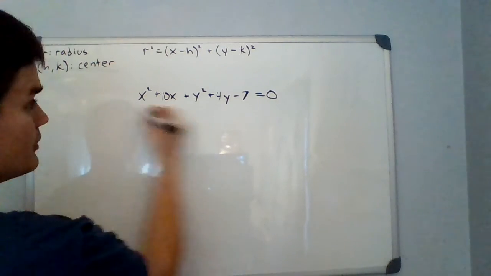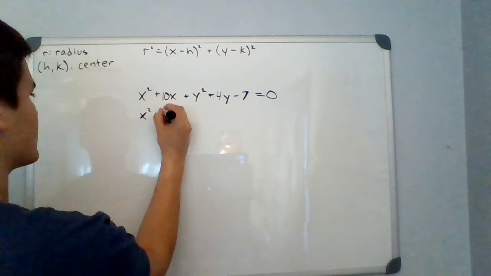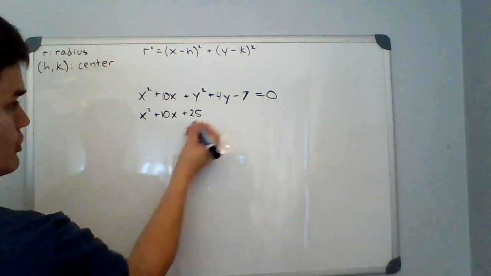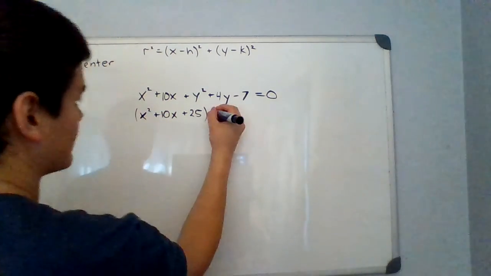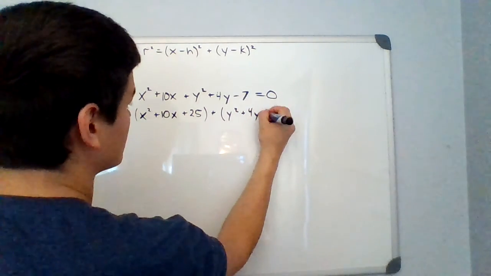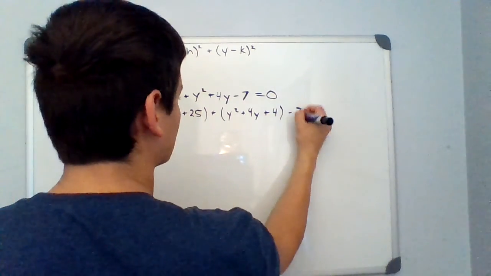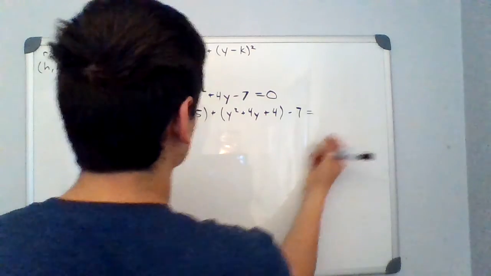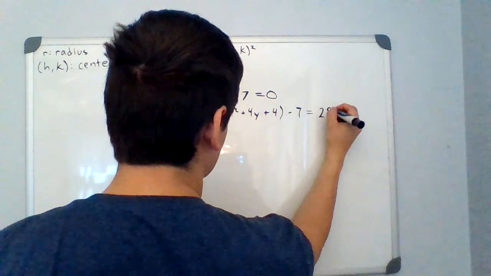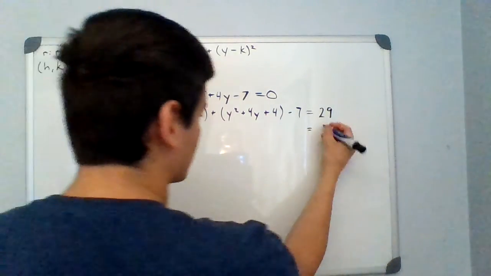Let's see. Okay, so I'm going to complete the square in this equation. So I'm going to have x squared plus 10x. Now I'll need to add 25 here, which is 10 divided by 2 squared. And then y squared plus 4y plus 4, 4 divided by 2 squared, minus 7 is equal to, so now I'm going to want to add 25 and 4 to this side of the equation, or 29. And then I'm going to add 7 more, so 36.